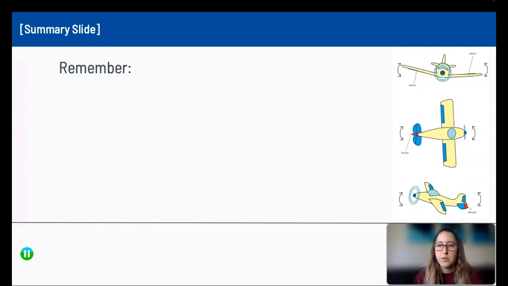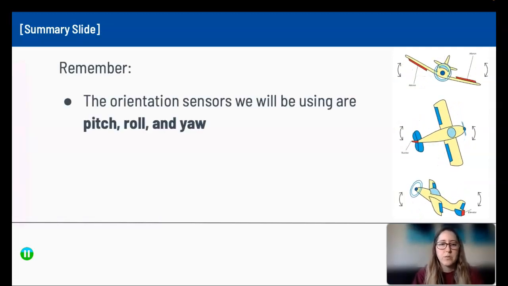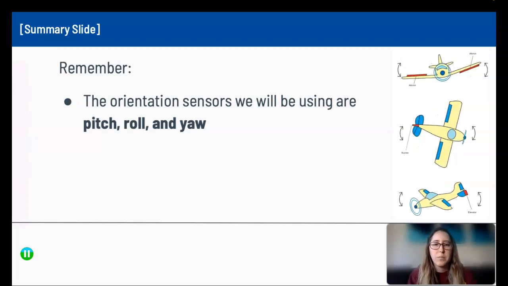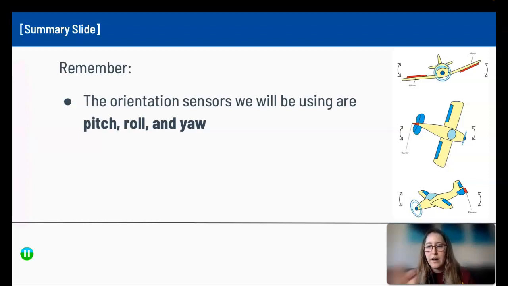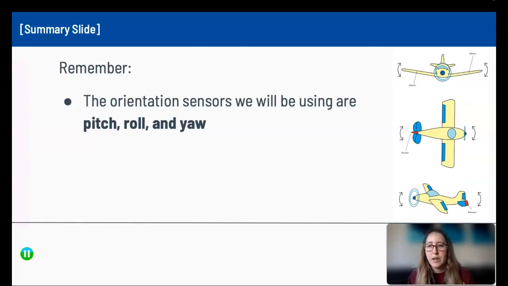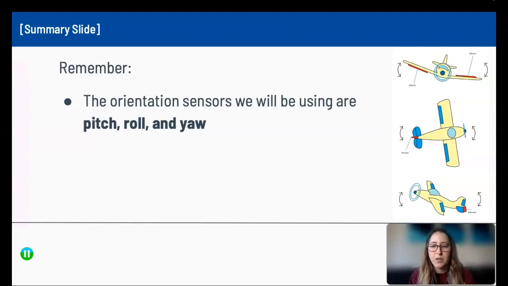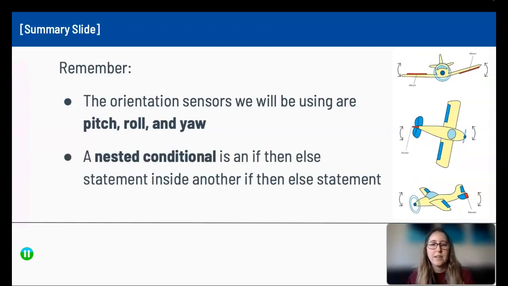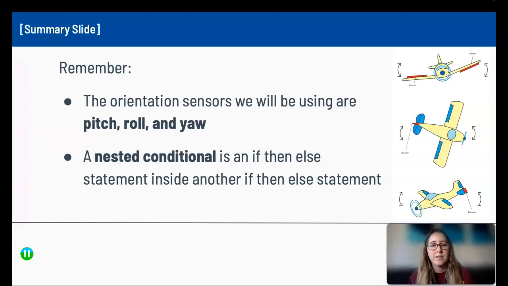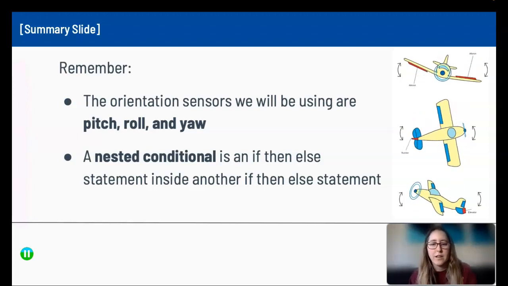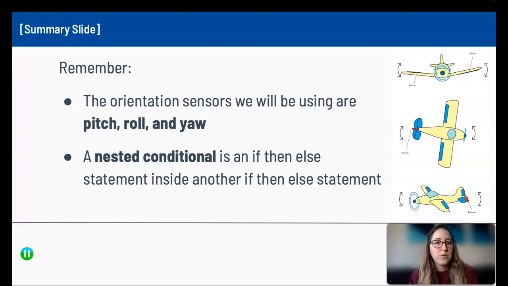So as you move forward through Lesson 7, just remember that the orientation sensors that we're going to use are pitch, roll, and yaw. I have the images of the airplane over on the right-hand side of this slide to help you remember the three. And then a nested conditional is just an if-then-else statement nested or placed inside another if-then-else statement. Go ahead and look back and review this video.